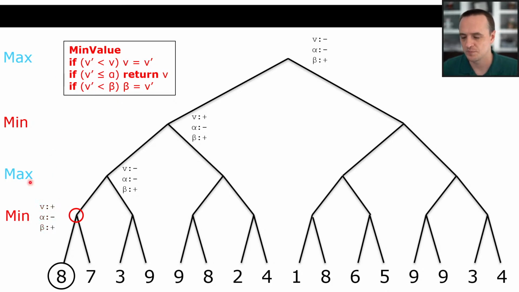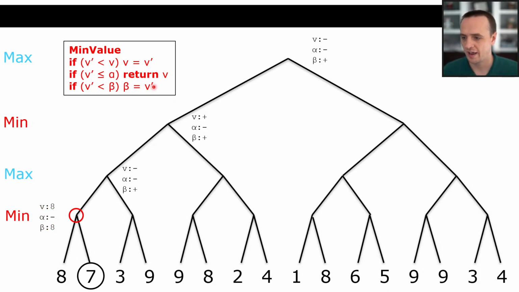So now, I'm doing all three. If the new value is less than or equal to alpha, then just return the value immediately. Well, alpha is negative infinity, so this is not going to be less than negative infinity. So I'm not going to do this pruning step. The other step says if v prime is less than beta, then beta is equal to v prime. That is true, so I'm going to set beta to v prime. So here what I've done is I've set v equal to v prime, which is 8, and beta equal to v prime, which is 8.